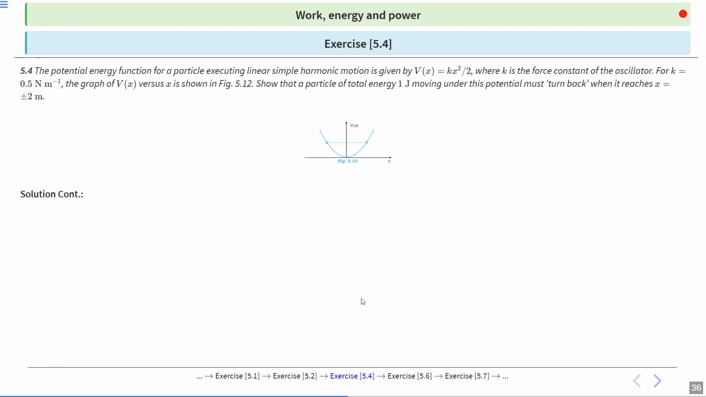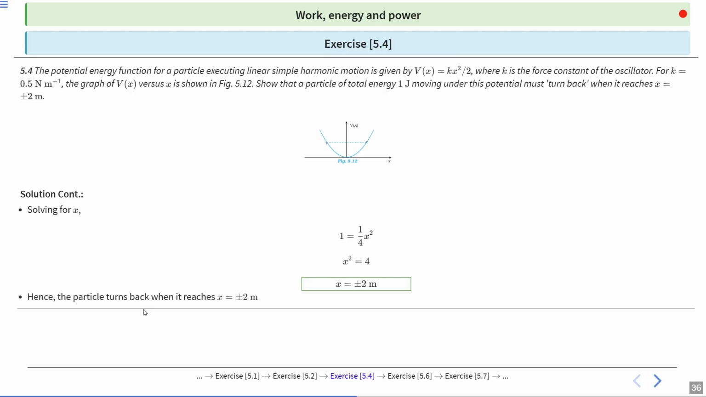So solving for x, 1 is equal to 1 by 4 x square. x square is equal to 4. x is equal to plus minus 2 meter. So hence the particle turns back when it reaches x is equal to plus minus 2 meter. It means the maximum displacement is at this point, where the particle turns back. Clear?